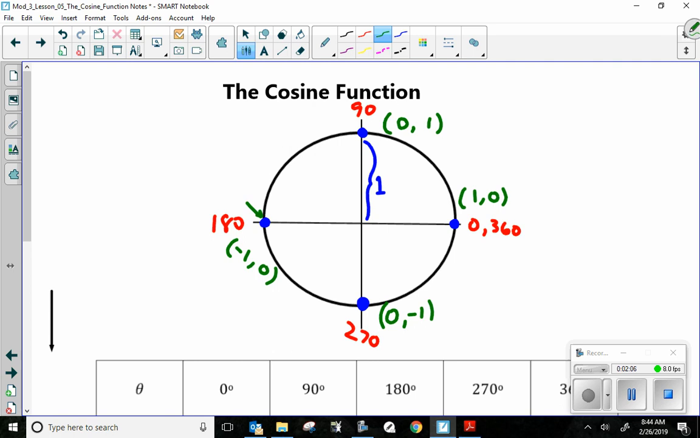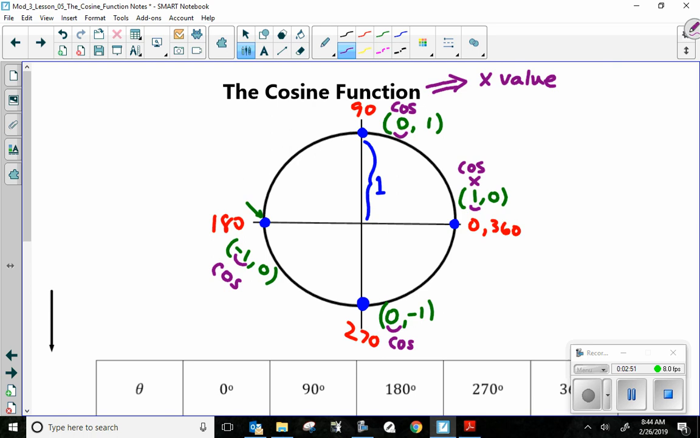Now, if you recall, my y value represented my sine, which means my x value will always be the cosine of that angle. So what's the cosine of 0? It's this x value here. That's the cosine of 0 or 360 degrees. It's 1. What's the cosine of 90? It's the x value. The cosine of 90 is 0. What's the cosine of 180? It's the x value, negative 1. And what is the cosine of 270? It's the x value, which is 0.